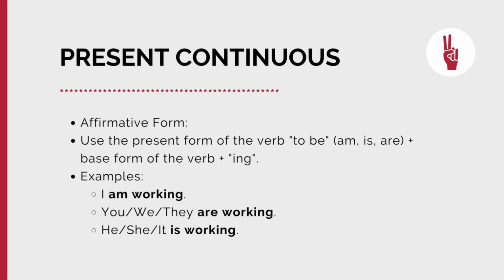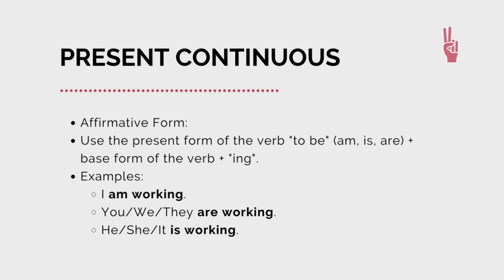To form the present continuous, we use the present form of the verb to be: am, is, are, plus the base form of the verb, plus ing. For example, I'm working. They are working. It is working.